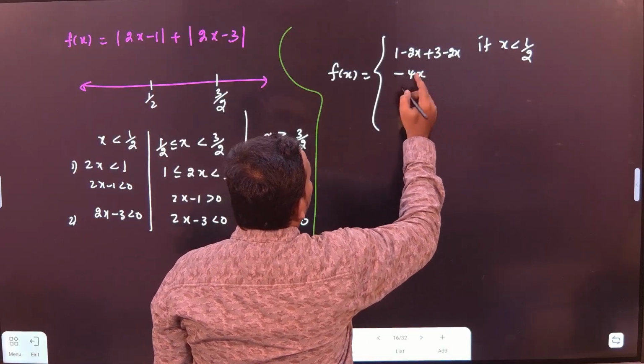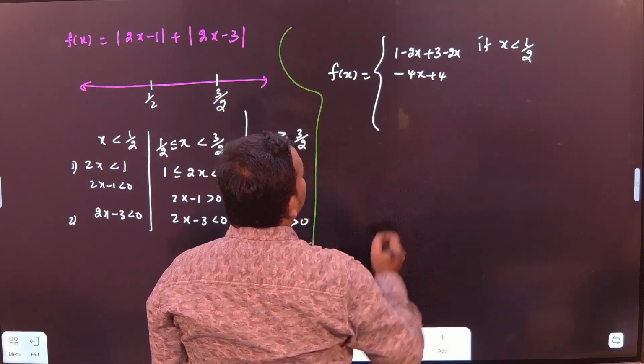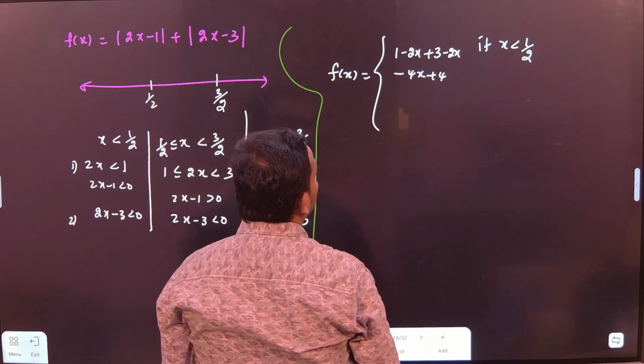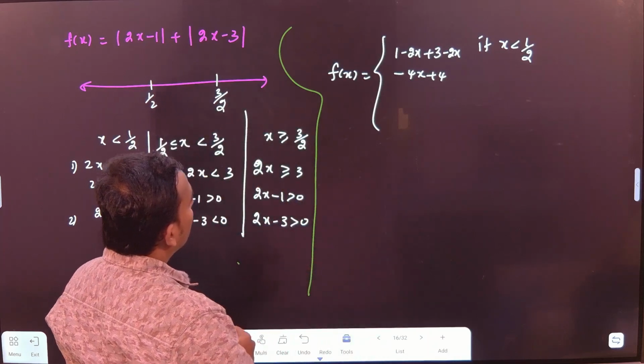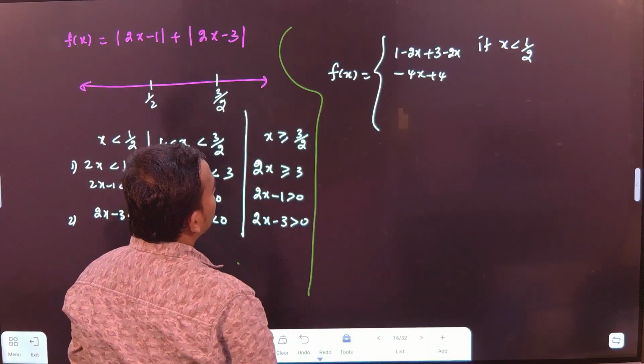Minus 4x plus 4 you'll get, right? So correct, minus 4x plus 4.